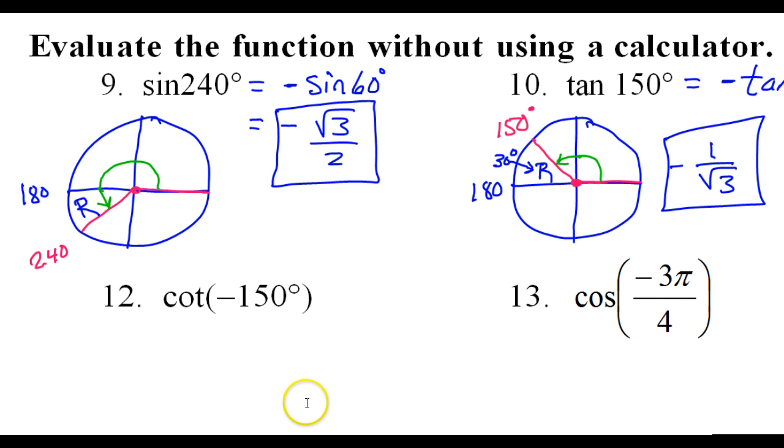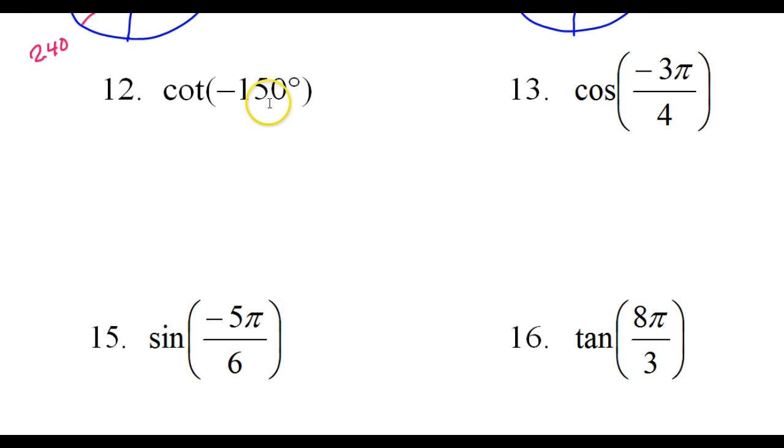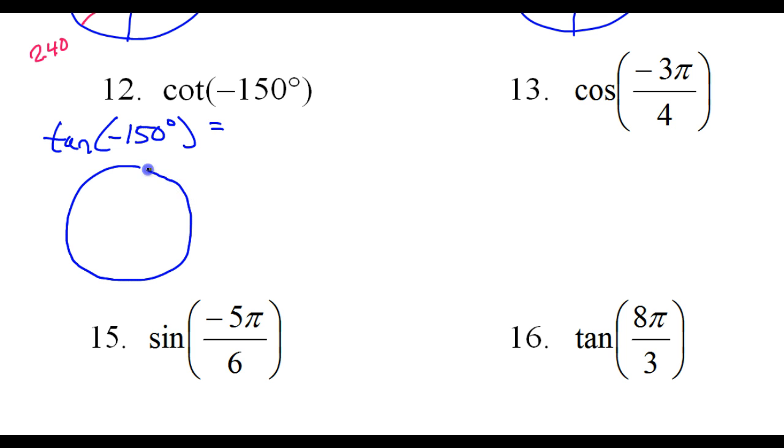So, number 12. Alright, the cotangent of negative 150 degrees. Well, cotangent is one of those reciprocal functions. So, as soon as I see that, I say to myself, well, let's start with tangent. Alright, let's find the tangent of negative 150 degrees first. And whatever we get from this, we'll do the reciprocal. Alright, and then that will be cotangent. So great. Let's look at the unit circle and find the reference angle.